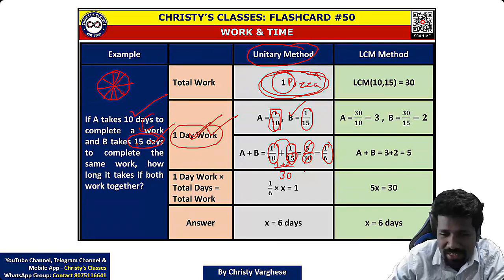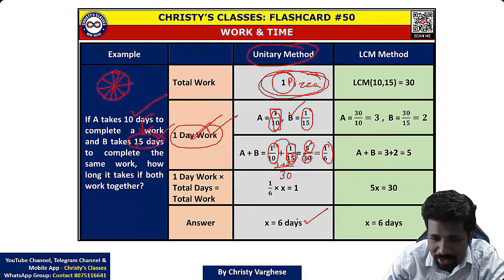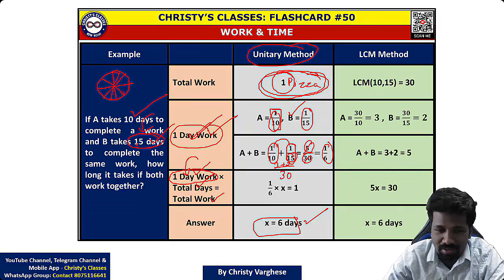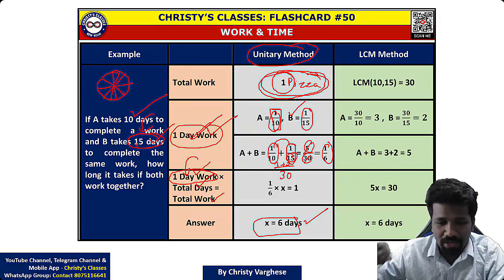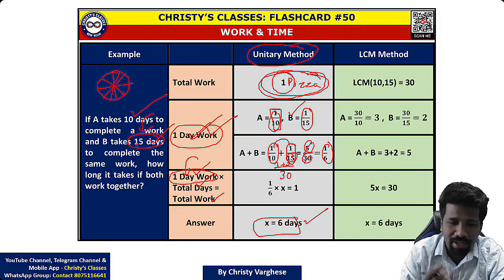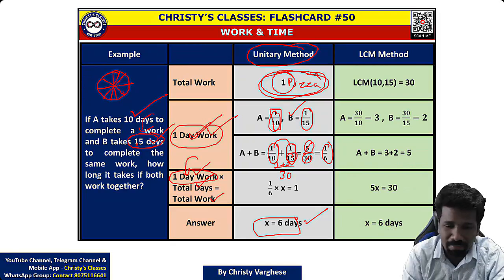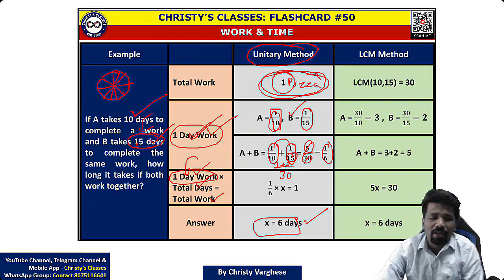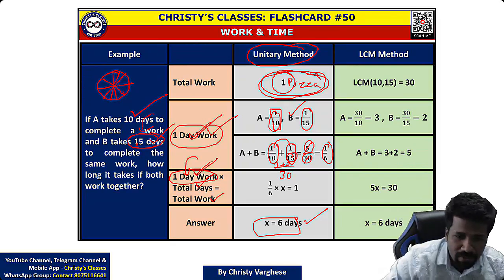Logically, you can understand it. But if you are not understanding it logically, you can say 1 day work into time period will be total work, because 1 day work is called efficiency, unit work. Just like speed is how much distance is travelled in 1 unit of time. Here that 1 unit of time can be days or month or year or minutes as per the question. Here days is the unit. So how much work in 1 day, that is called efficiency.